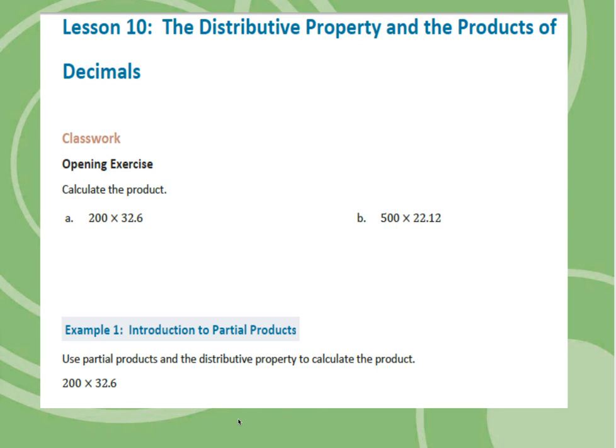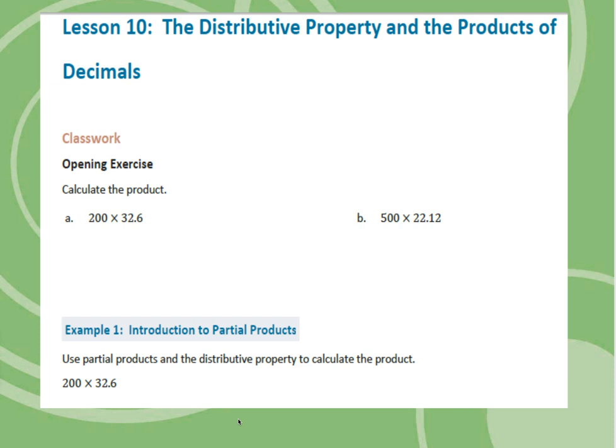Hi, sixth graders. Today we're taking a look at lesson 10, the distributive property and the products of decimals. As we take a look at this, our student goals are that by using arrays and partial products, you'll be able to use place value and apply the distributive property to find the product of decimals. So we're going to do things a little bit different.